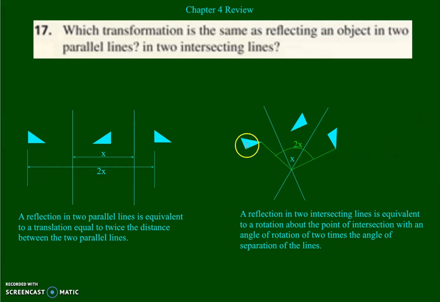Put simply, if you reflect a pre-image across one line and then across a second intersecting line, that double reflection is equal to a rotation about the point of intersection, and the angle of that rotation is equal to twice the angle between the two intersecting lines. So if this line and this line are separated by an angle of x, then the angle of rotation is going to be 2x.